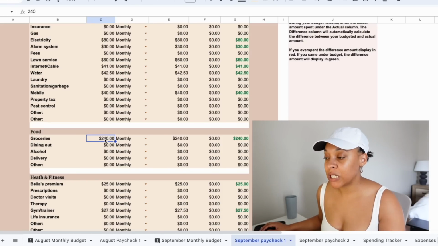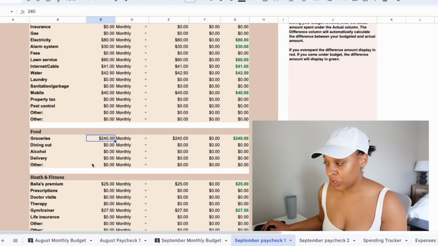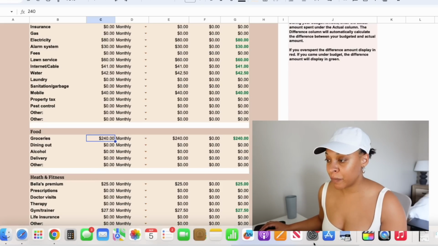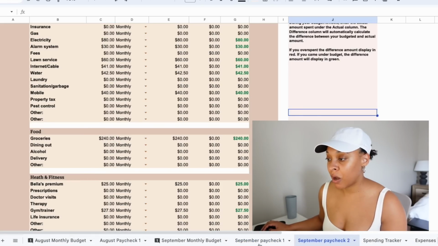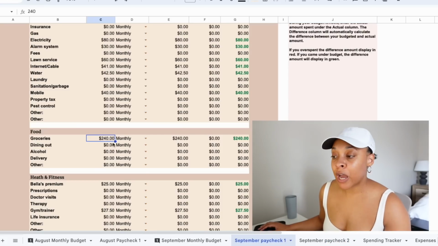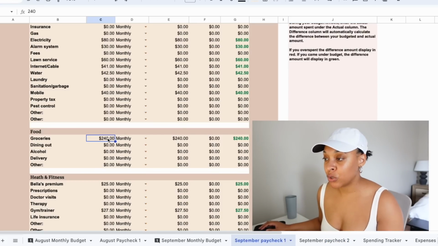So $240 is taken from each paycheck. So it should be the same for paycheck 2. I don't have to really go and alter this any. And so that will go and be direct deposited into my second account.